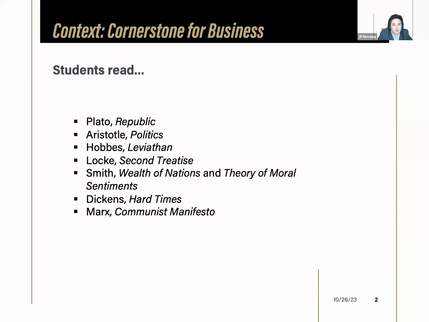In the first course of the two-course sequence for Cornerstone for Business, students read texts like Plato's Republic, Aristotle's Politics, Hobbes' Leviathan, Locke's Second Treatise, Smith's The Wealth of Nations and Theory of Moral Sentiments, and Dickens' Hard Times, as well as Marx's Communist Manifesto. And there are some other smaller texts as well that we have them reading.